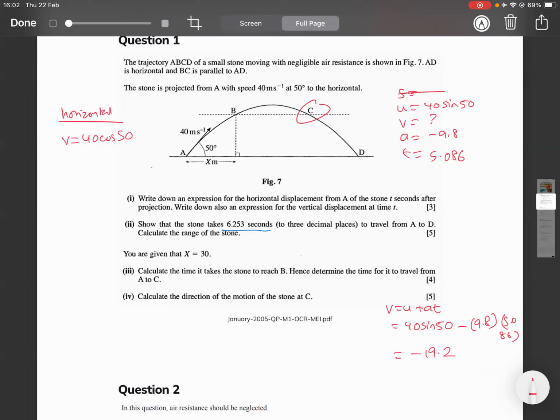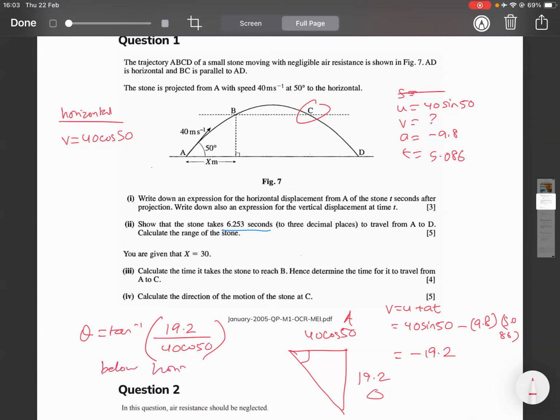Then you just do a triangle. So it's going 40 cos 50 that way and 19.2 that way. And then just join the triangle up and work out this angle. Okay, so opposite, adjacent. So theta equals tan minus 1. We're using TOA, fine with that? So 19.2 divided by 40 cos 50. And then you can just say that that angle, whatever angle you get, is below horizontal.